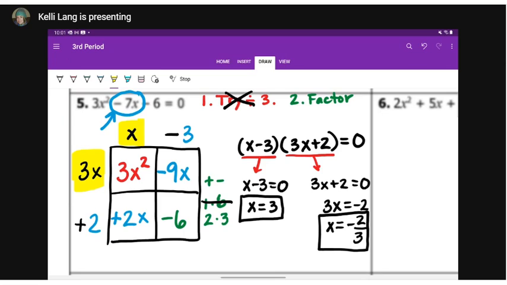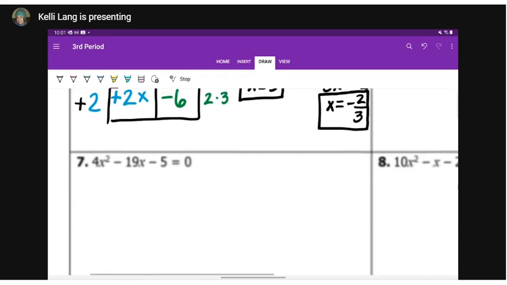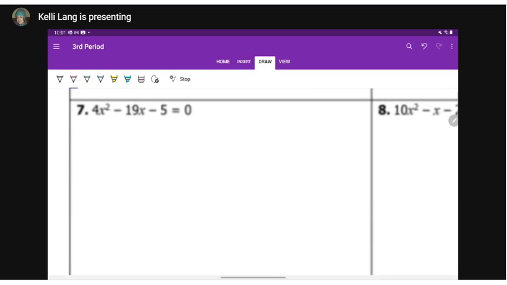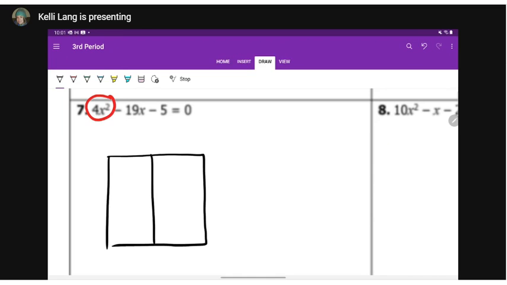And so for that reason, together as a class, I want to do number 7 really quick. So look down right below this at number 7. If we try to simplify this by dividing everything by 4, unfortunately that's not going to work because we would end up with decimal numbers. So scratch that, and we have to go straight into factoring. Our first term is a 4x squared. So draw your rectangle, and in the top left box, place a 4x squared. In the bottom right box, we'll have a negative 5.